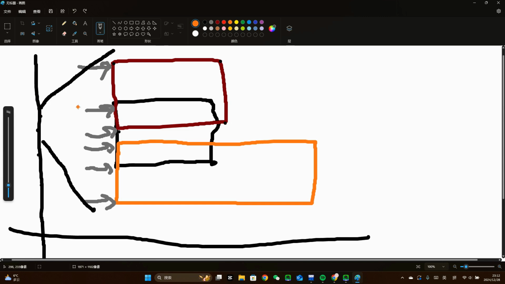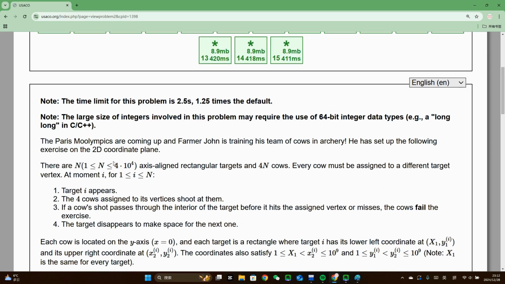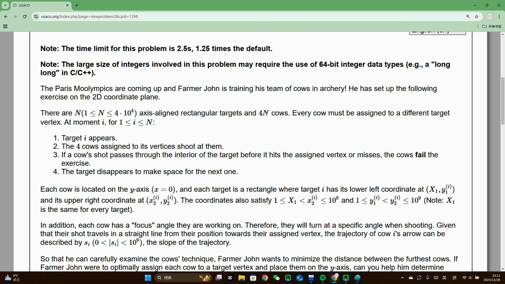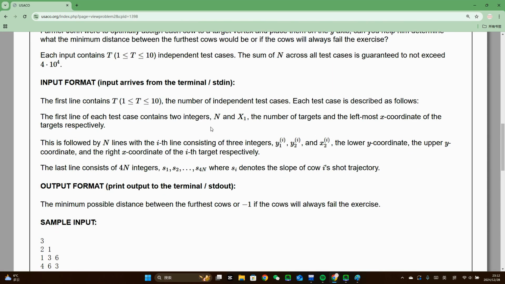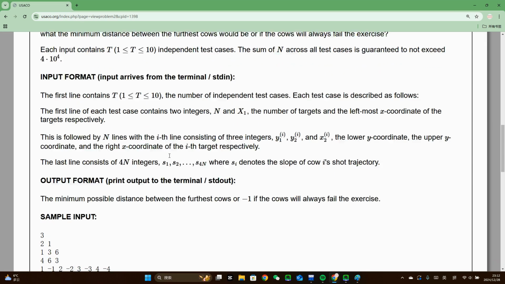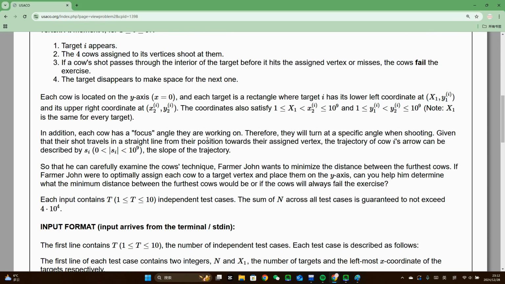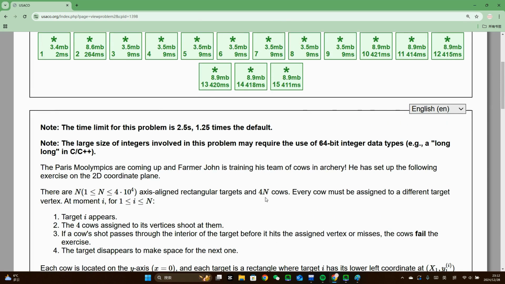And now you're trying to find the minimum distance between the uppermost cow and the lowermost cow. You're trying to minimize this distance between the y coordinate of the topmost cow and the bottommost cow. And now, given at most 4 times 10 to the 4th power rectangles and 4N cows, you're trying to determine that minimum value between the highest and lowest cow. Okay, that's a pretty complicated problem, I would say, in terms of problem statement and in terms of solution. So now I can pause the video once again and maybe give this a try.